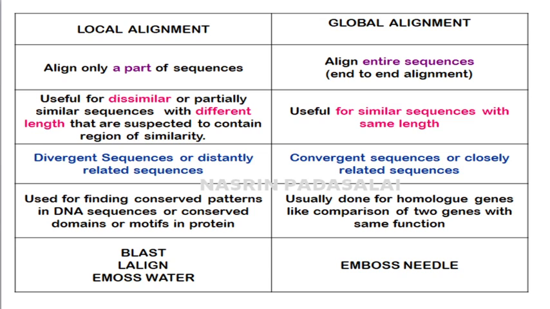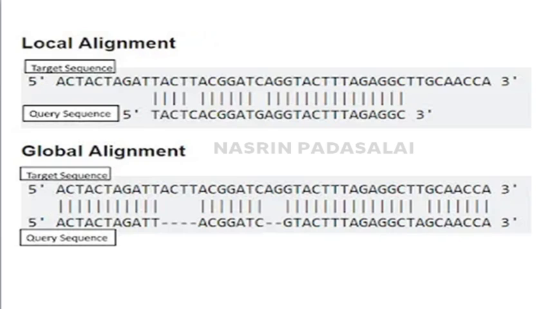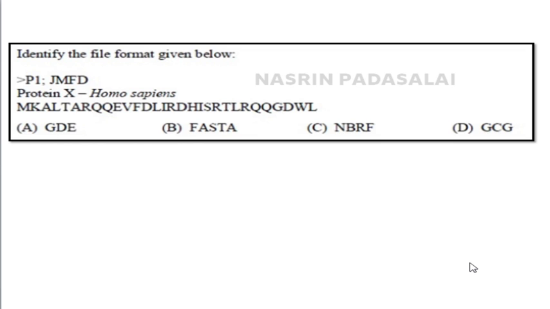Next, local alignment is used for finding either conserved patterns in DNA sequences or conserved domains or motifs in the case of protein. Whereas global alignment is usually done for homologous gene comparison of two genes with the same function. Examples of local alignment are BLAST, LALIGN, EMBOSS Water, whereas an example of global alignment is EMBOSS Needle. Next, this is what local alignment is. It will be aligning only a few portions of the sequences, whereas global alignment starts from 5' to 3', that is end-to-end alignment. Next, identify the file format given below.